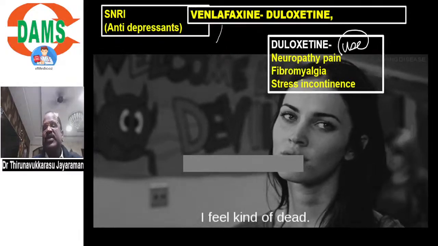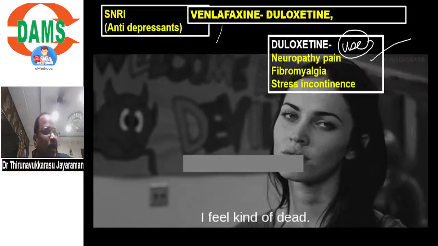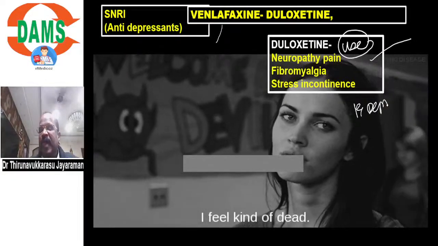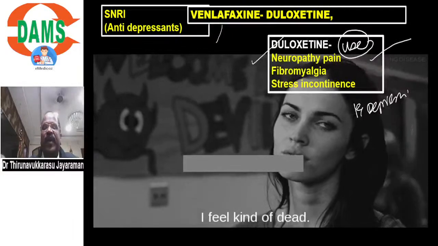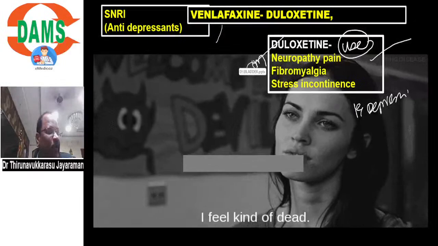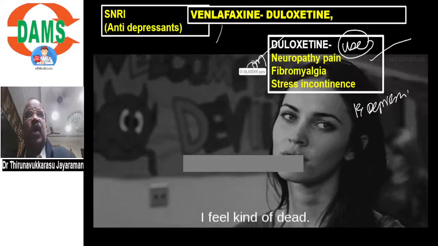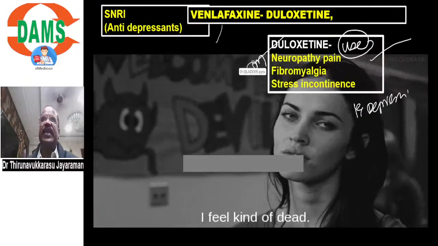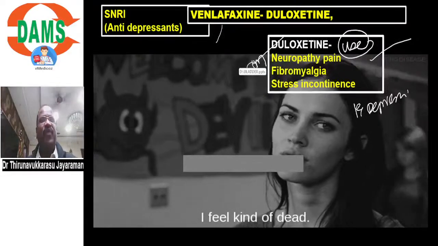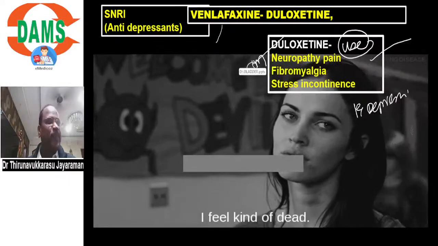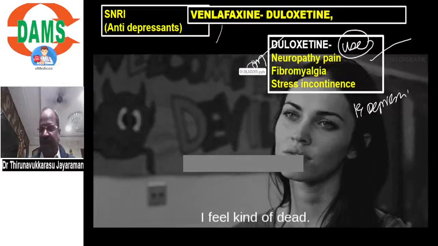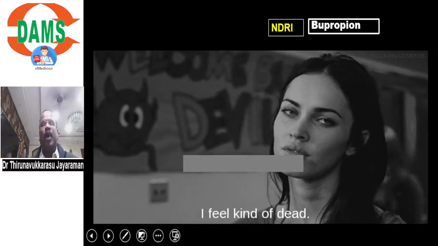Duloxetine use is also important. Duloxetine, one of the SNRIs, is useful for treatment of depression, also useful for diabetic neuropathy, useful for fibromyalgia and to control urinary stress incontinence. Suppose a female says that even coughing or laughing causes urination; to control that we can try duloxetine. And finally, what about bupropion?